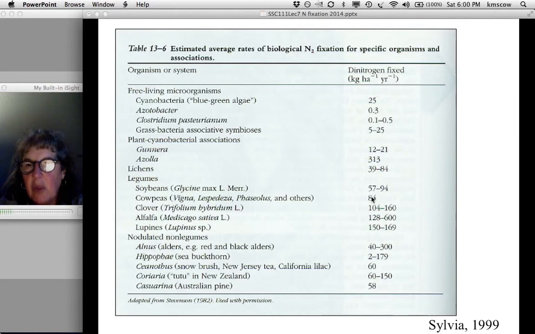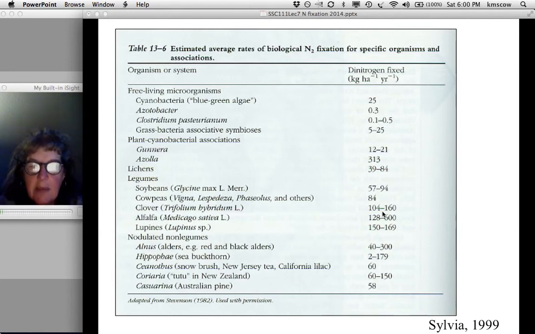The highest rates are for sure associated with the symbiotic relationship. So here are these leguminous plants. Their rates of nitrogen fixation are in the 100 and above kilograms of dinitrogen fixed per hectare per year, whereas free-living bacteria like that Azotobacter in your mud pie can be very, very minimal compared to what we see in the symbiotic relationships.